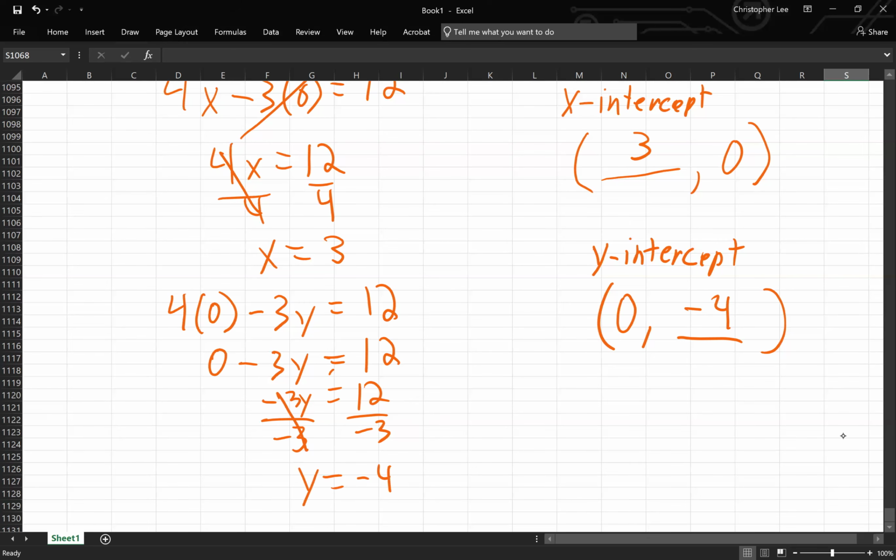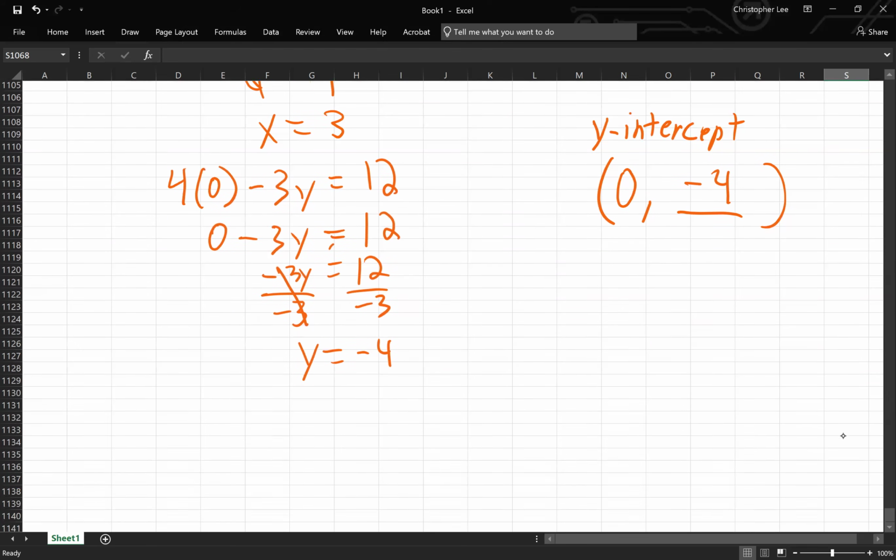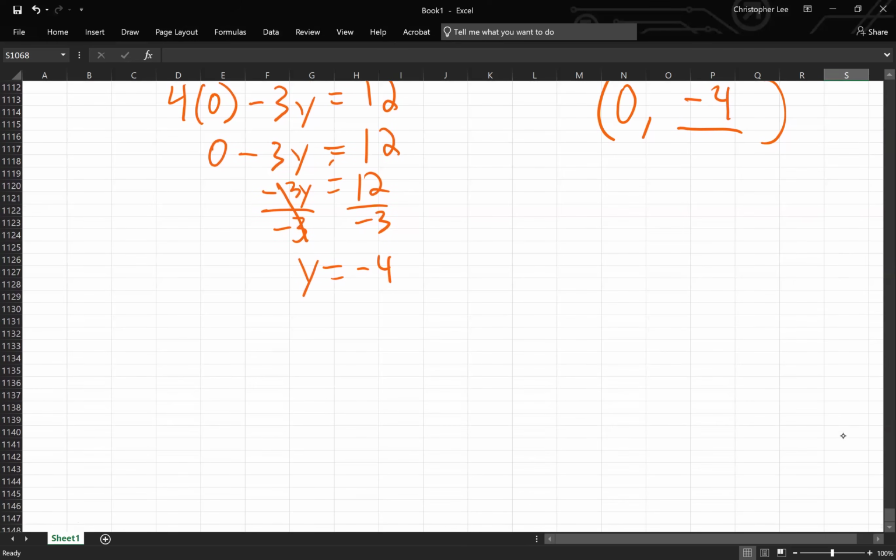After you get those points, just plot it. I know they say to find a third point. If you want, find a third point. Very simply, if you're finding a third point, you just plug in some value for x, your choice, and then you just solve for it, right?